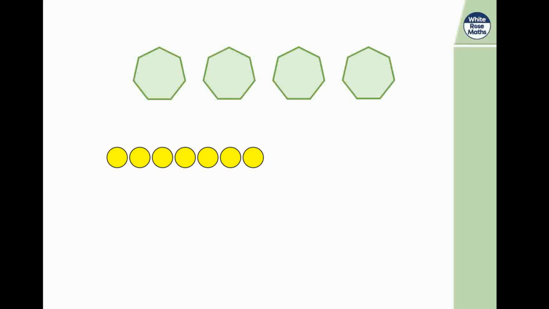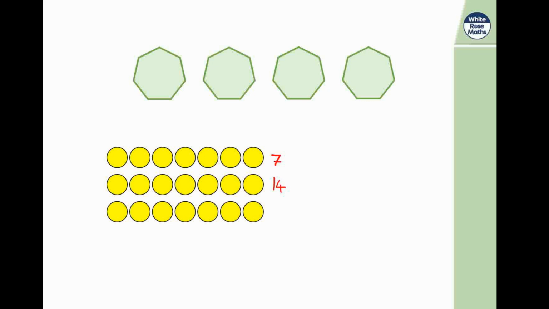So there we have 7 counters, 7 yellow counters, then another 7. What does that make? Here we've got 7. 14. Good. Now, how many? 21. Remember, 7 times table?